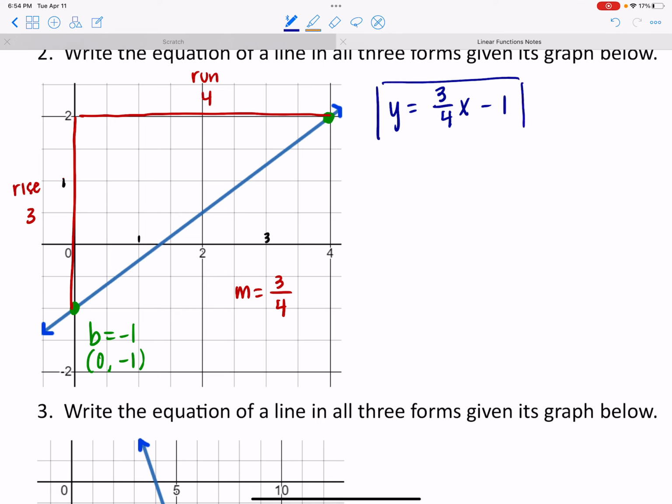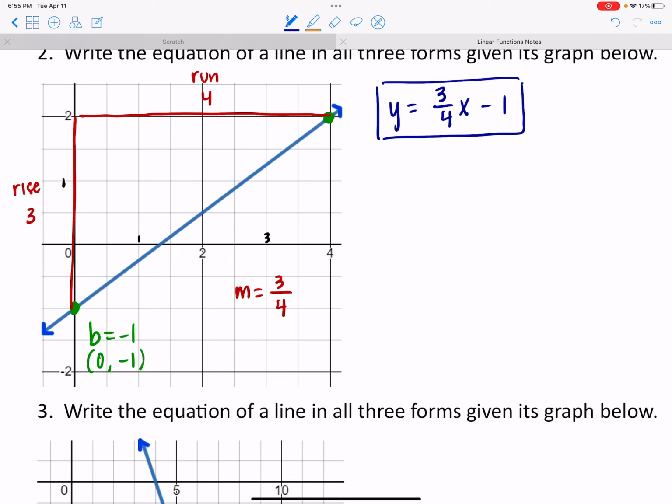And there we have it. Okay, if I wanted my point slope form, then I'm going to use my slope and any point that's on this graph to write that form. So there are actually an infinite number of possibilities for the point slope form because there are an infinite number of points on the graph.